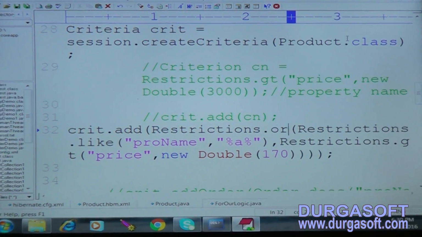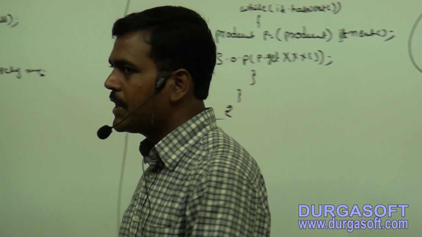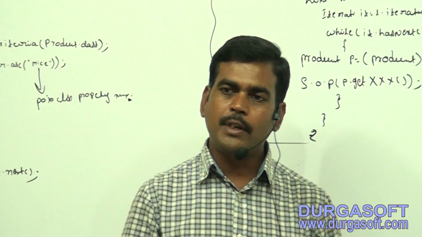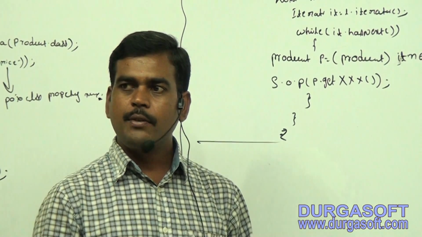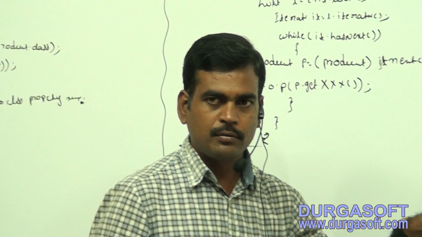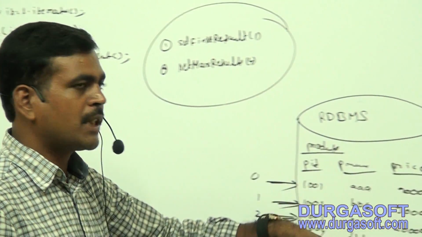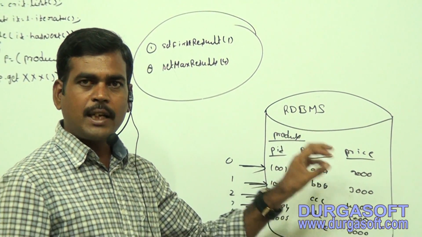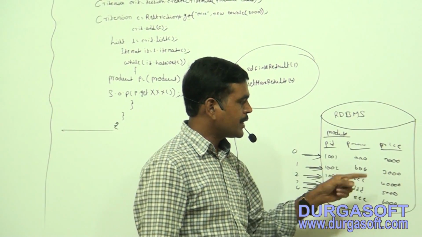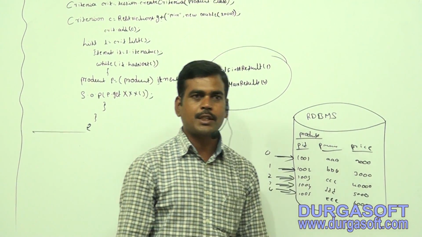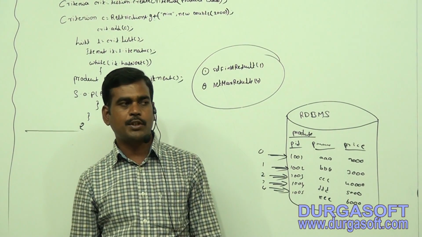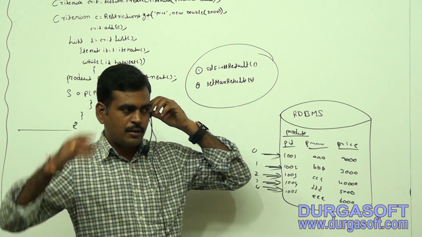So far I am displaying only complete records. Even though we are putting the condition, we are displaying the complete row. We haven't displayed only partial columns so far. How to display partial columns, we will see in tomorrow's session by using the projections concept. That's all for today. Thank you.